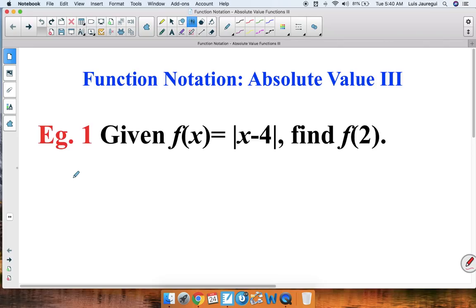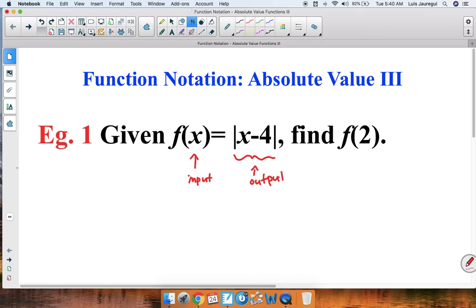Example 1. Given f of x is equal to absolute value of x minus 4, find f of 2. Well, remember that x is your input, and for that particular input, the output will be absolute value of x minus 4.